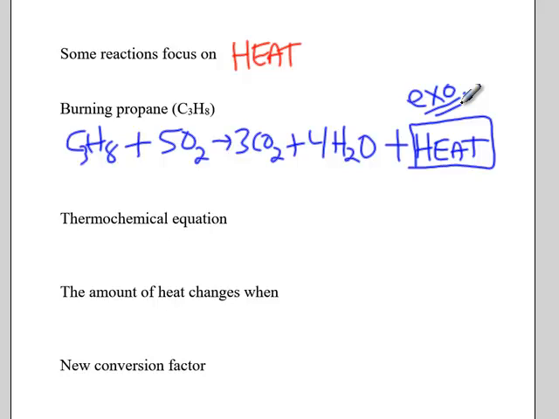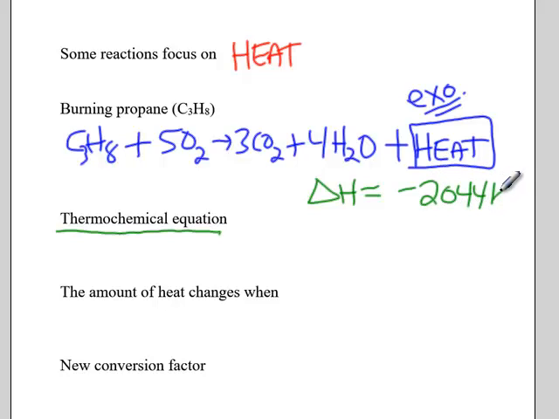We were using Q for the heat, and Q is directly related to a quantity which is delta H. It's called the thermochemical equation when you include the value of delta H. So you'll see this balanced equation written, and then next to it you'll see the value of delta H. And delta H is negative 2044 kilojoules.